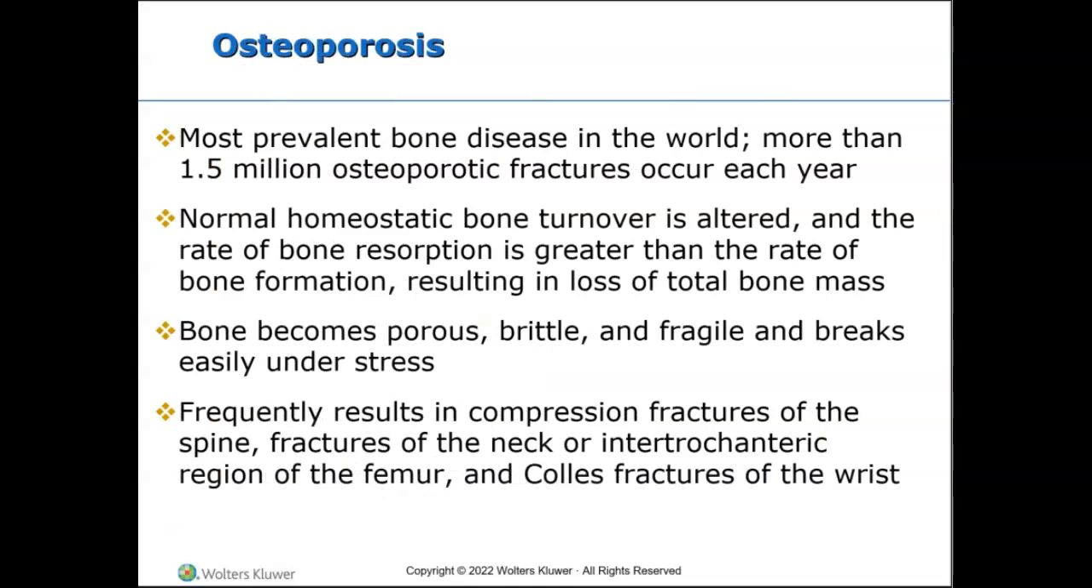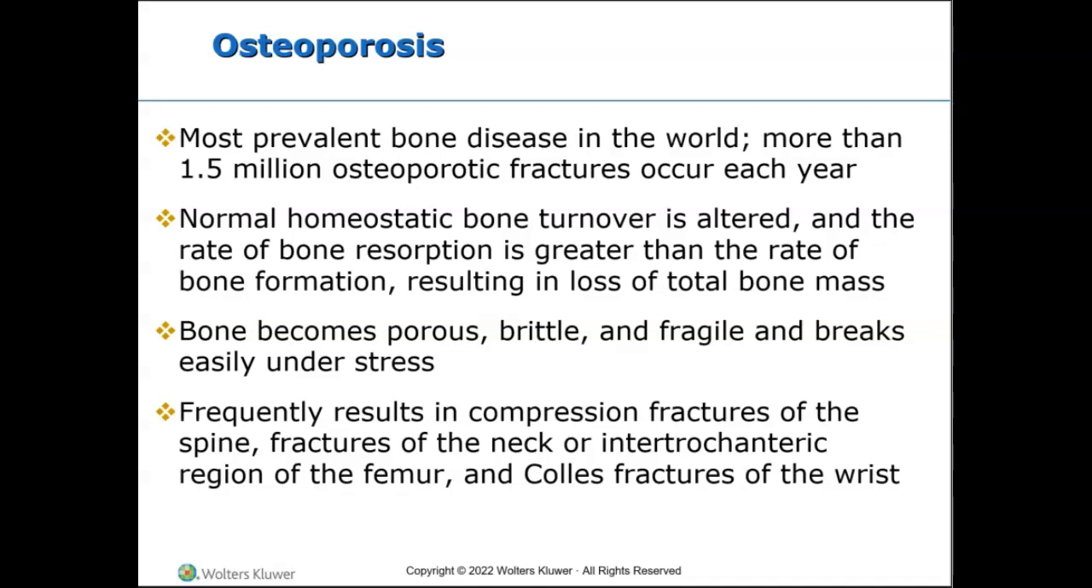Again, osteoporosis is the most prevalent bone disease in the world. We have more than 100 million, about 2 million orthopedic fractures each year. Normal homeostatic bone turnover is altered in these patients, and the rate of bone resorption is greater than the rate of bone formation, thus resulting in loss of total bone mass. Bone becomes porous in these patients, brittle, fragile, and breaks very easily under stress.